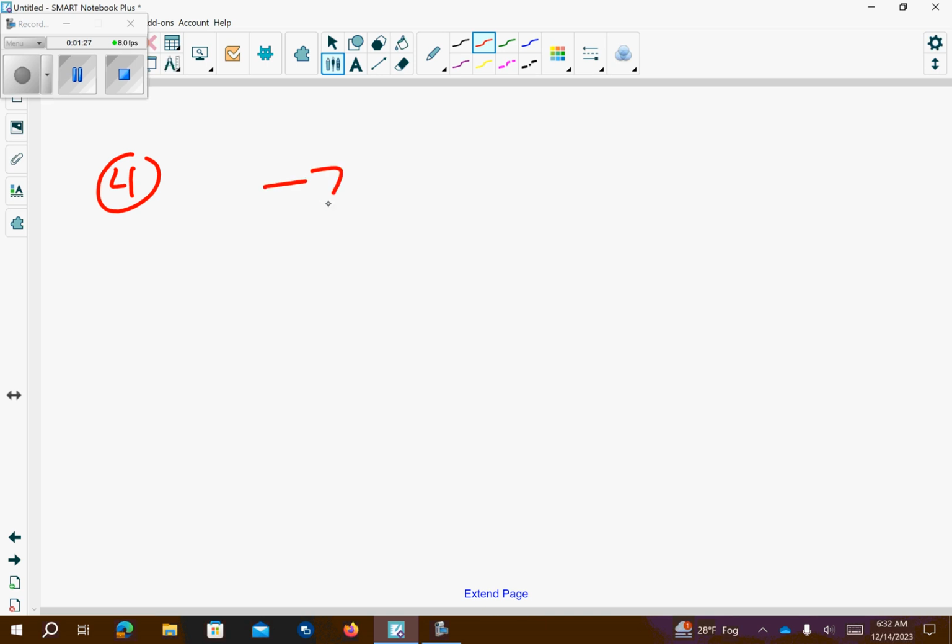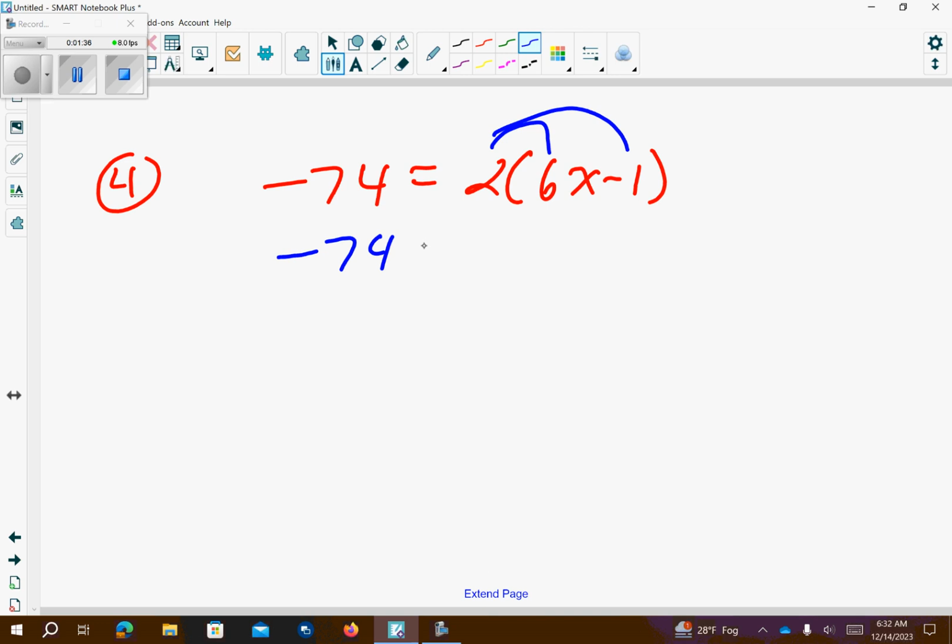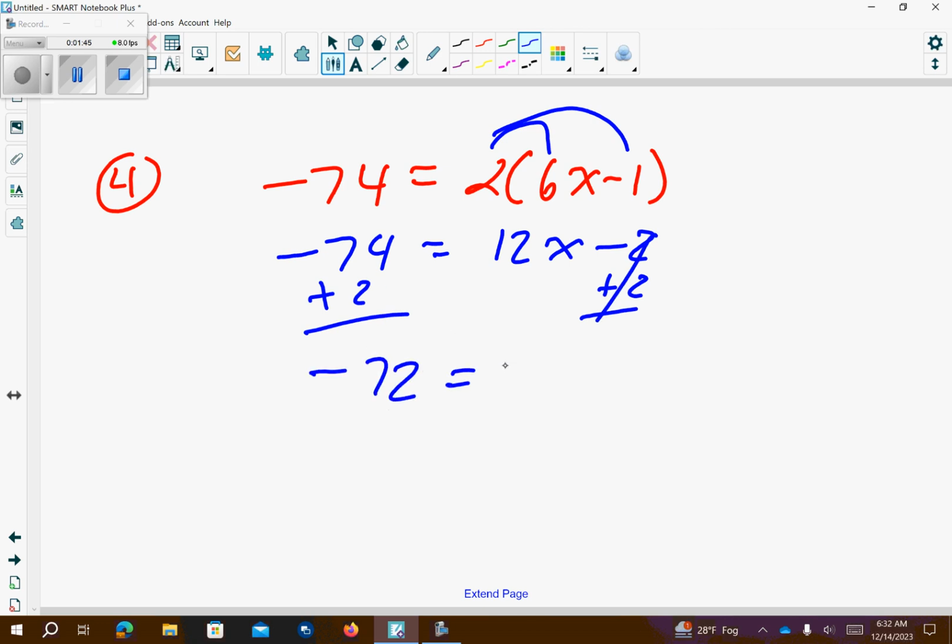Number 4, we have negative 74 is equal to 2 parentheses 6x minus 1. You want to distribute over the parentheses, so 2 times 6x is 12x, and 2 times negative 1 is negative 2. Add 2 to both sides. Those cancel out, so I get negative 72 is equal to 12x. Divide each side by 12. So you find that x is equal to negative over positive is going to be negative, and that's going to come out to negative 6 for an answer.